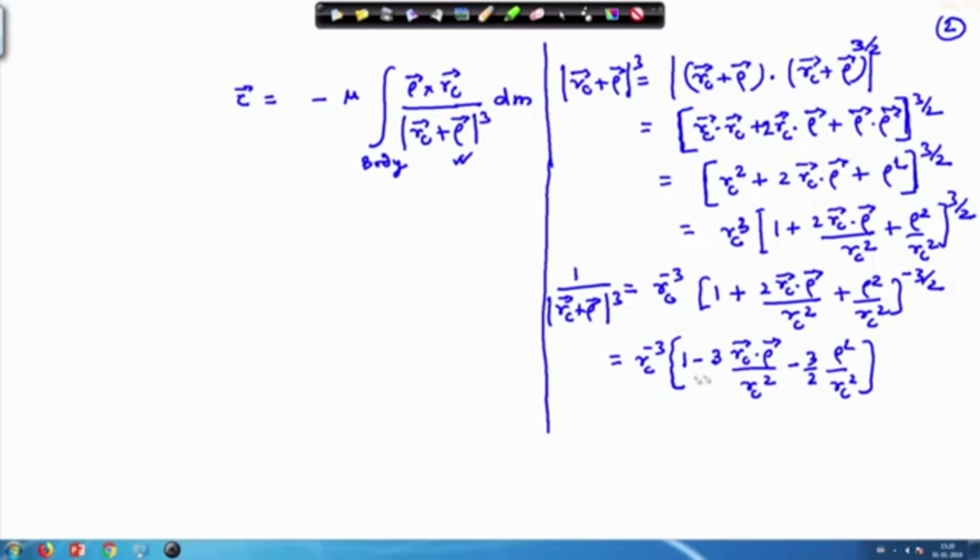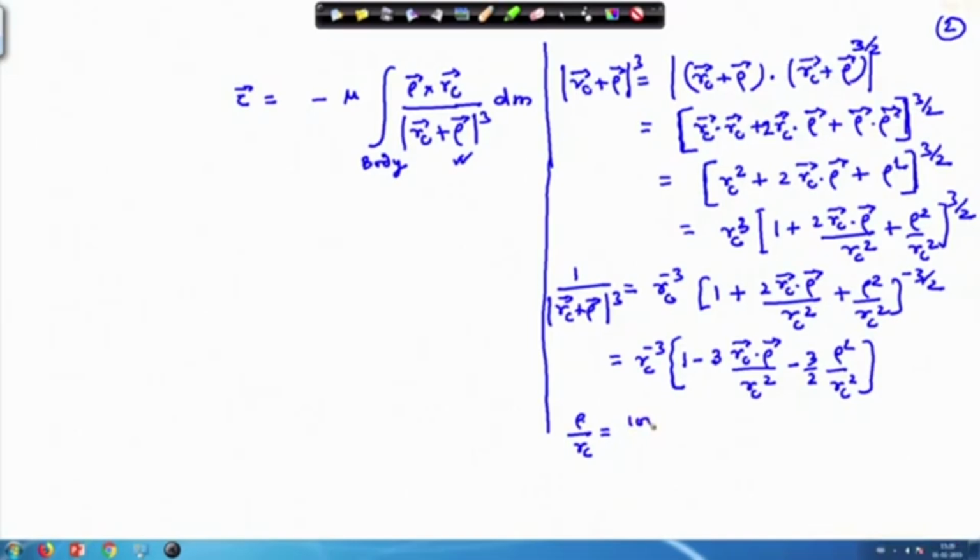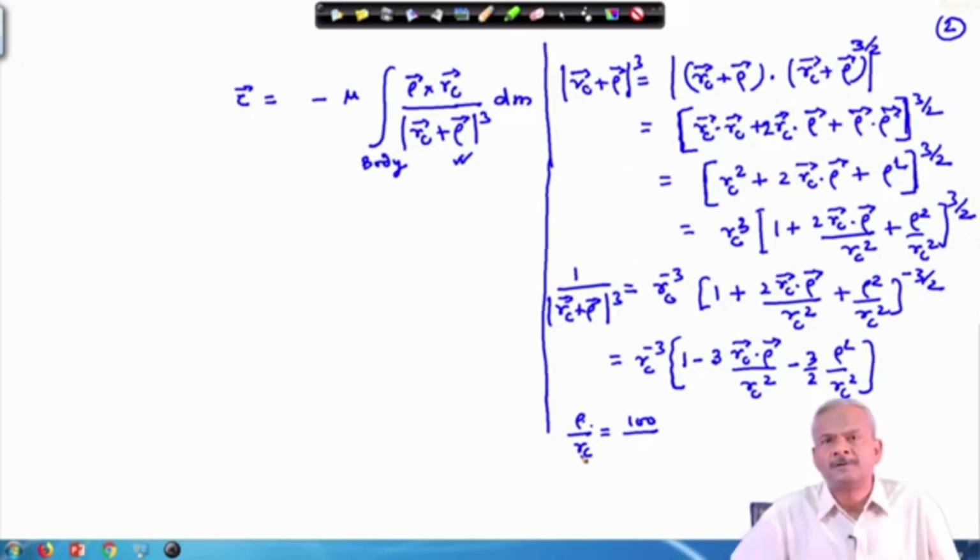Now, looking into this quantity, this rho can be of the order of, say, rho by r c for your satellite. In the case of the International Space Station, if we are considering that, rho can be of the order of 100 meters. So, let us say this is of the order of 100 meters, and r c is the distance from the center of the earth to the center of mass of the satellite.